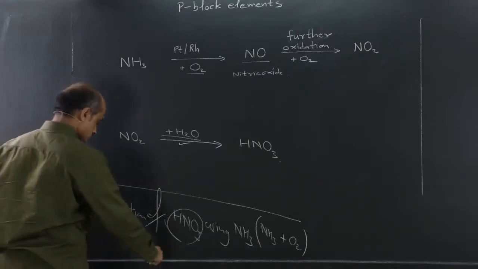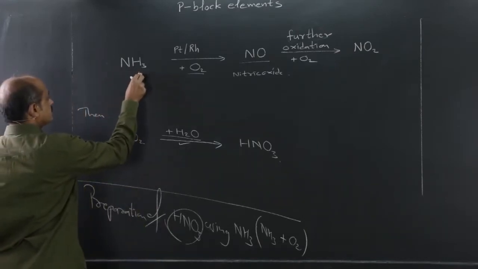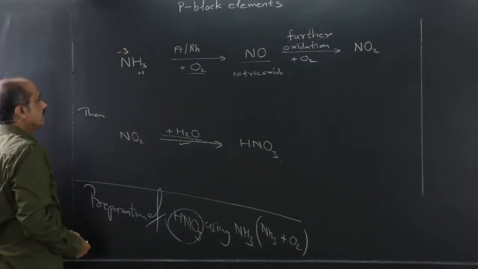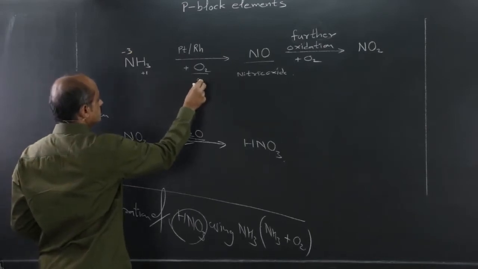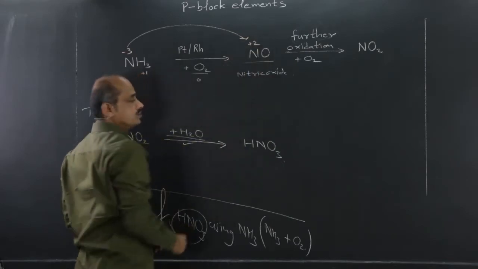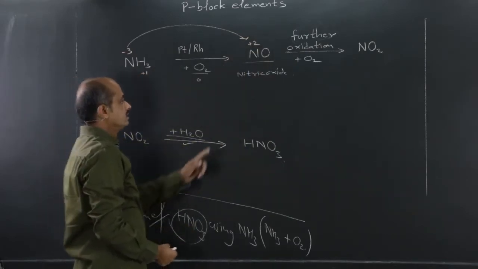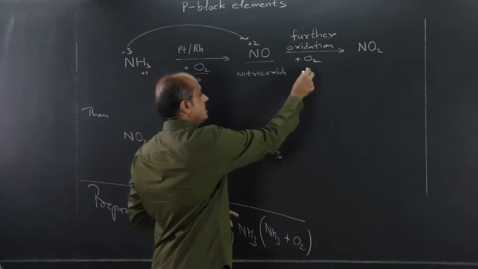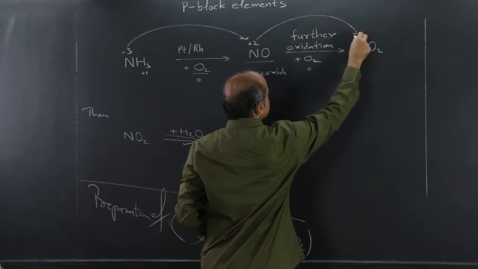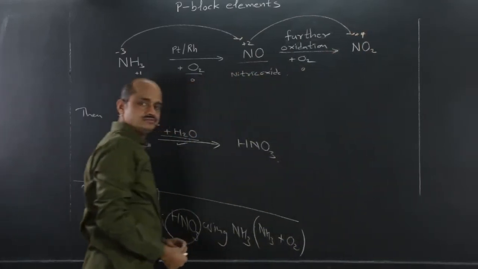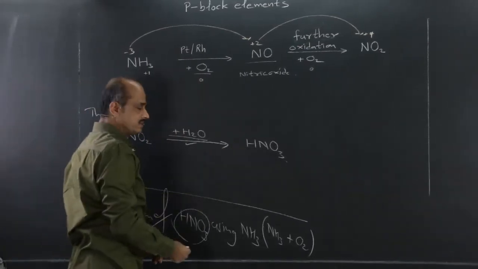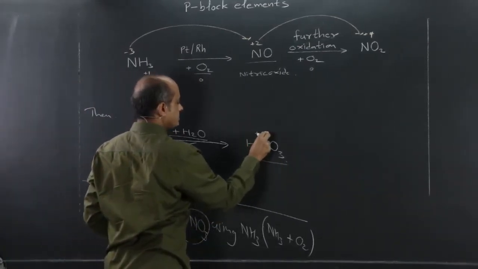Now from the redox point of view, in ammonia, hydrogen is +1 and nitrogen is -3, that up till now we know. And ammonia reacts with oxygen, whose oxidation number is 0. Nitrogen -3 changes to nitrogen +2 in NO, nitric oxide. This nitric oxide further reacts with elemental oxygen, oxidation number 0, and +2 nitrogen changes to +4. And this +4 nitrogen with water changes to nitric acid. In nitric acid, the oxidation number of nitrogen is +5.